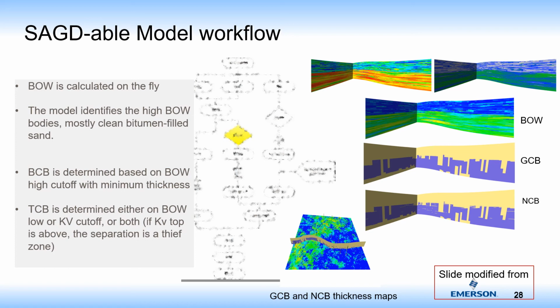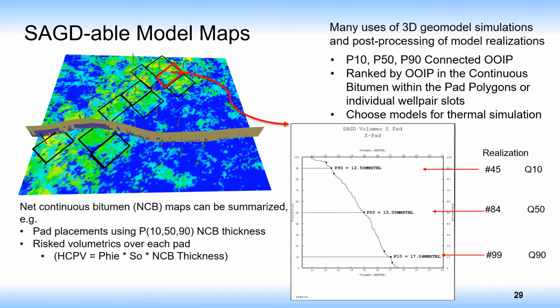So here we'd have porosity and saturation. We calculate bulk oil weight, make the column calculations, which might look like this, and then remove the non-net, and that's the net continuous bitumen. This is a binary diagram, zeros and ones, but the thickness of those cells gives us a net continuous bitumen thickness map. We can use that for some of the pad designs. From the realizations, we can get probability maps, and the P50 is a good one to start with for pad planning.